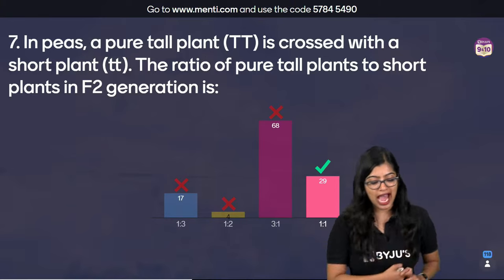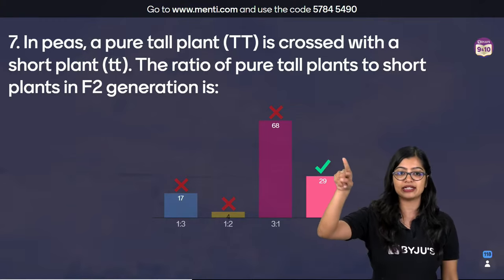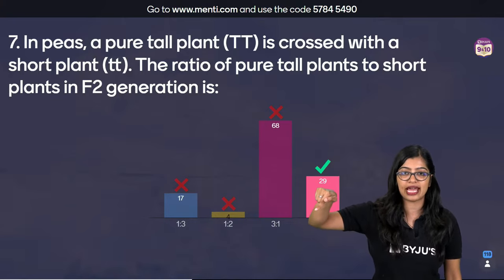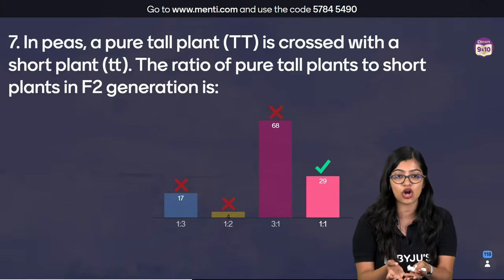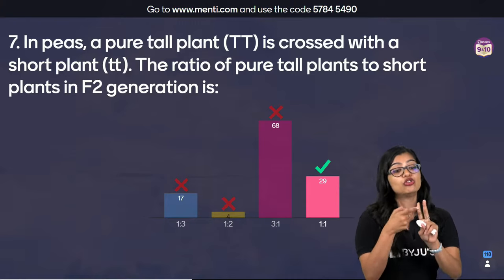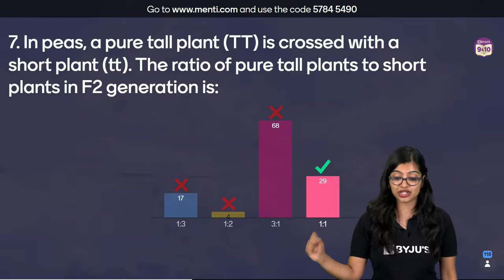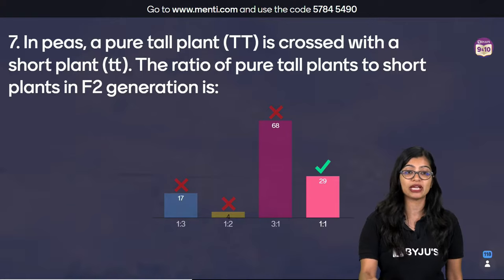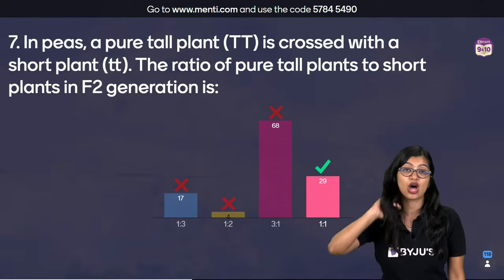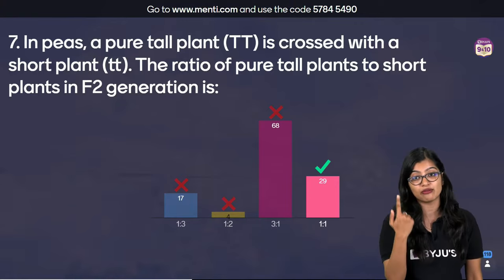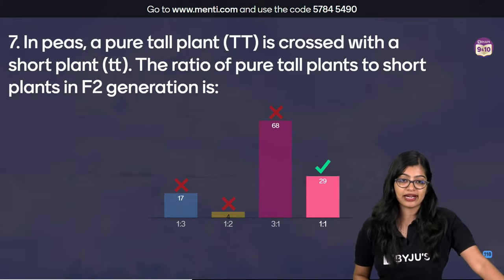Guys, you have a pure tall plant, which is crossed with a pure short plant. So capital T crossed with small t. In F1, what will you get? Capital T and small t. Now in F2, what will you do? You will take two heterozygous and cross them. So you will get one homozygous tall, two heterozygous tall, one homozygous dwarf. Now what is the question? Ratio of pure tall plants. Pure means you should write homozygous. So how many homozygous tall do you find? Only one homozygous tall. While on the other hand, how many do you find? You find homozygous short. Ma'am, I did not understand.